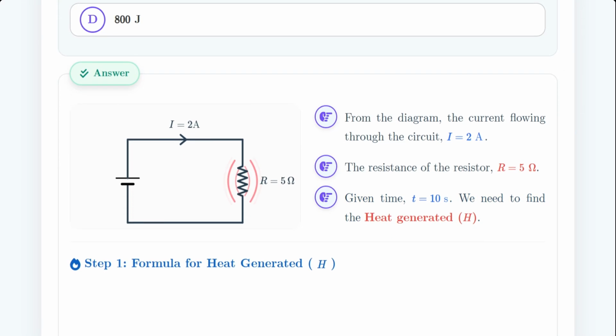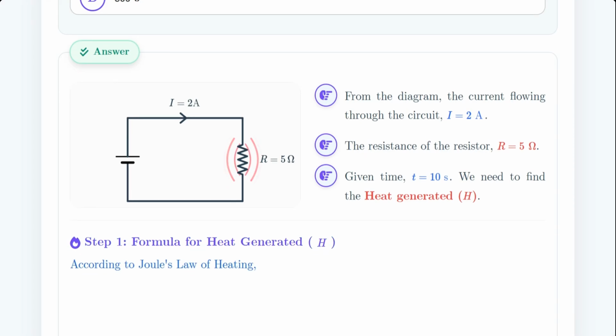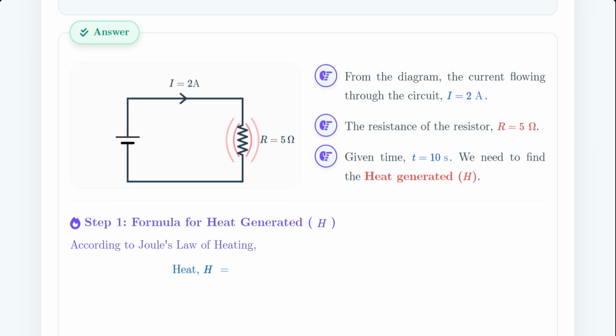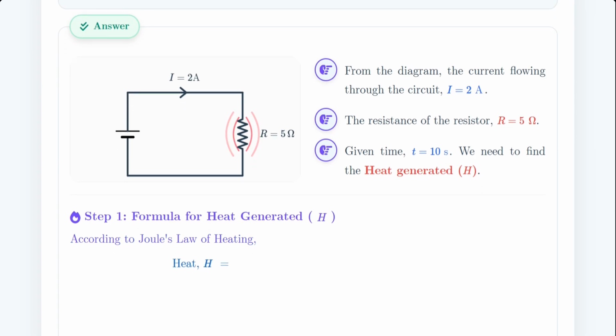First, let's recall the formula for heat generated. According to Joule's law of heating, heat H is equal to I squared R t. Let's use this equation.